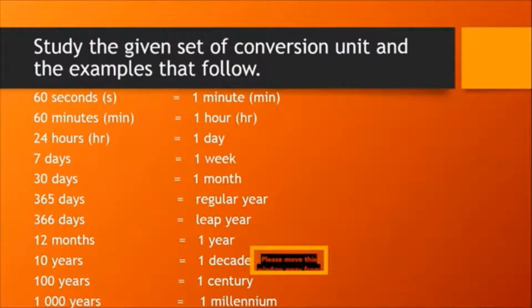366 days is equivalent to a year, including the leap year. 12 months is equivalent to 1 year. 10 years is 1 decade. 100 years is 1 century. And 1,000 years is 1 millennium.